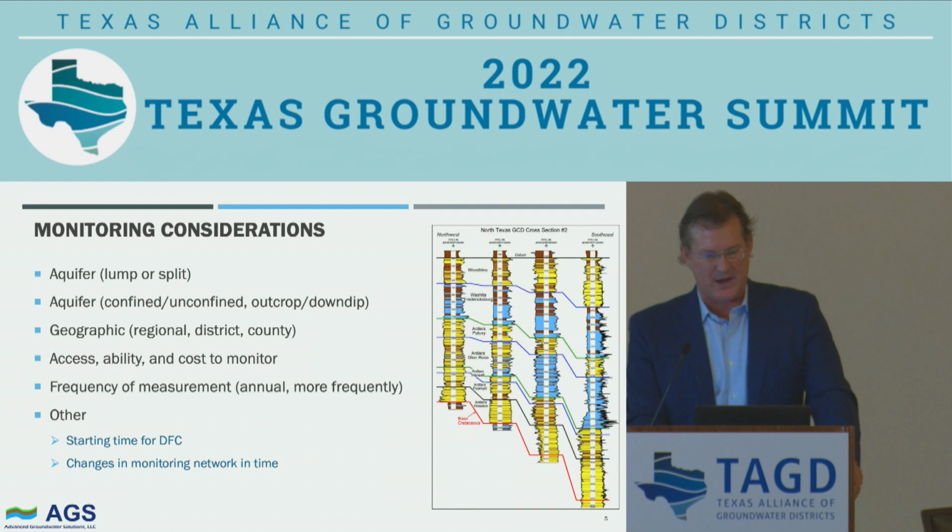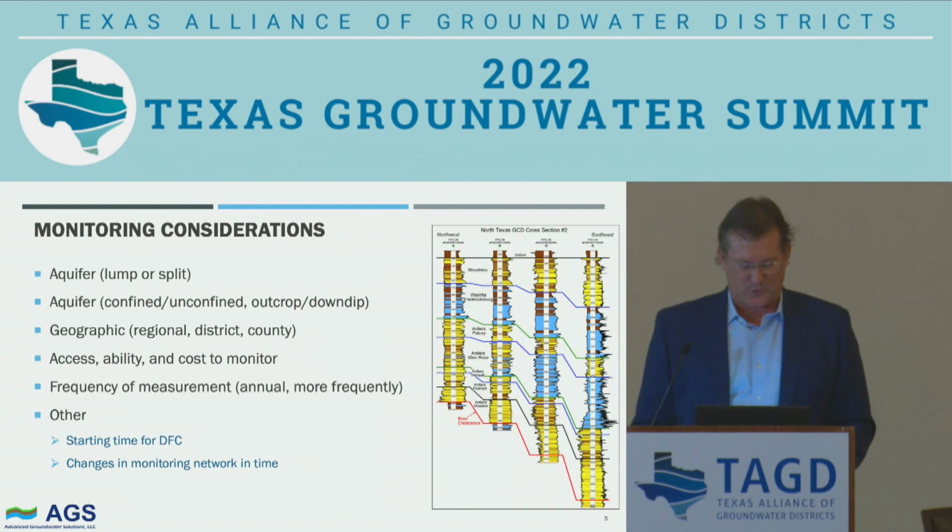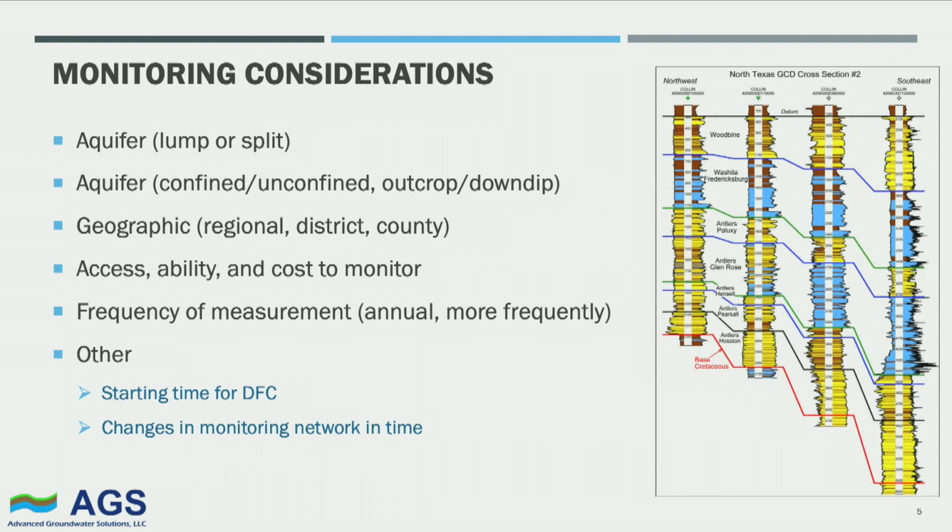So monitoring considerations. This is a cross-section through North Texas GCD of the Northern Trinity Woodbine aquifer, and you can see lots of different complexities there with the productive units and non-productive units. And so some of the monitoring considerations as you start to look at a monitoring plan and then building a program of long-term monitoring so you can track DFCs. Some of those things that come into play are aquifers, and whether you want to lump those aquifers together or whether you want to split them.